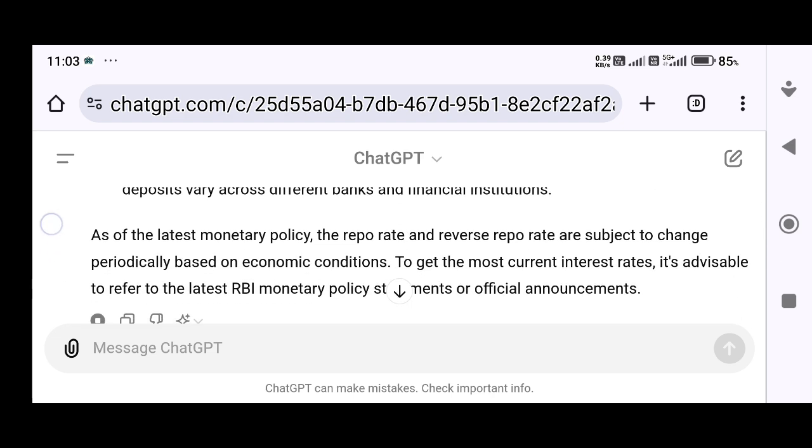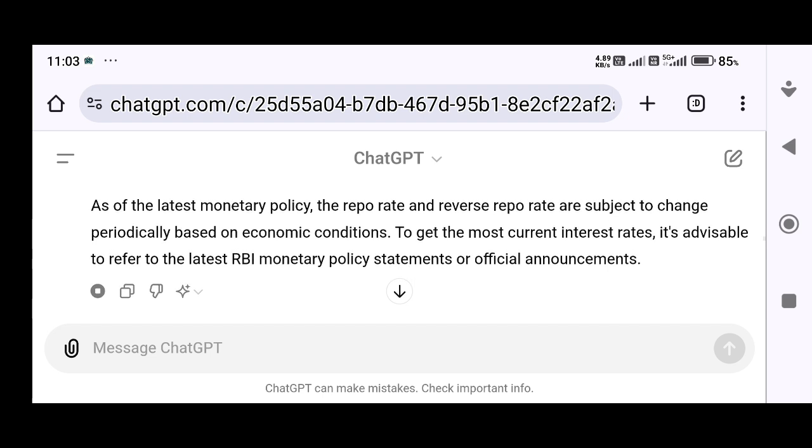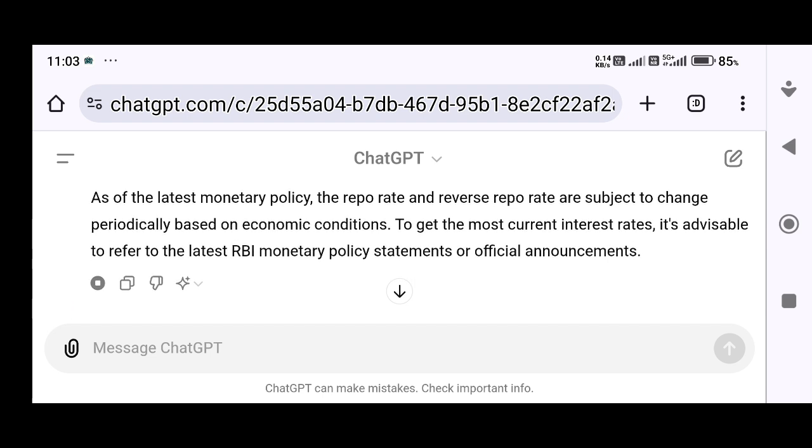As of the latest monetary policy, the repo rate and reverse repo rate are subject to change periodically based on economic conditions. To get the most current interest rates, it's advisable to refer to the latest RBI monetary policy statements or official announcements.